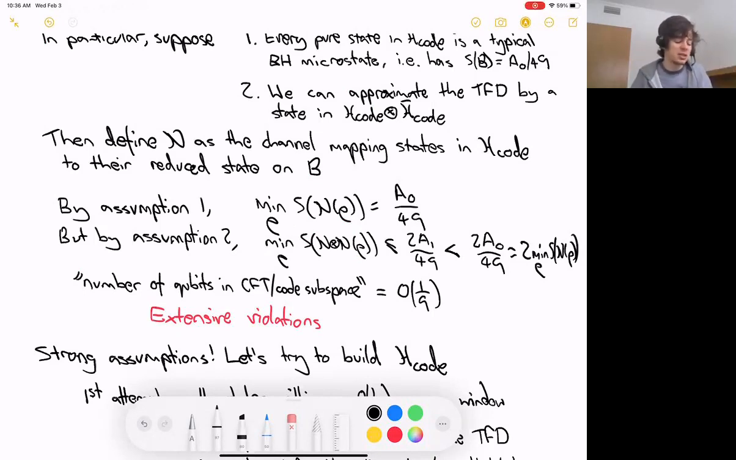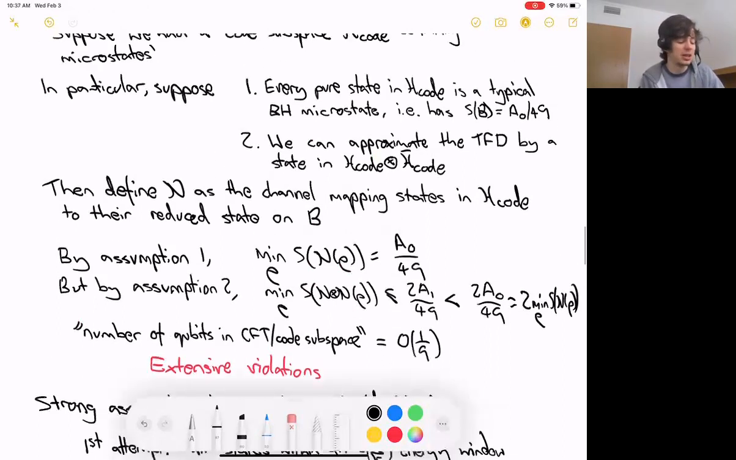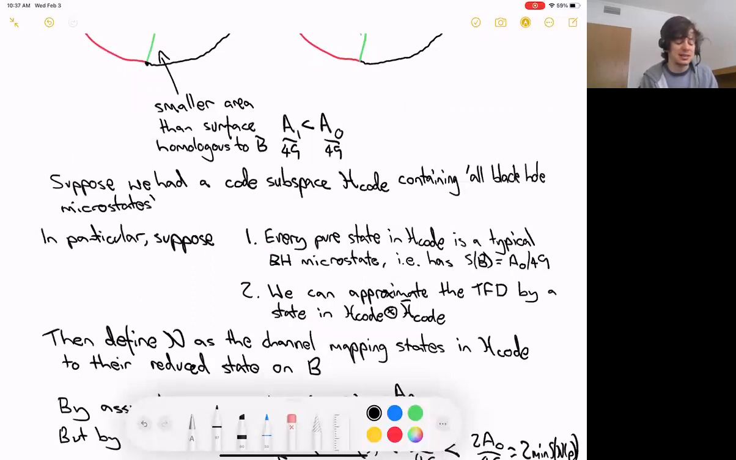So the number of qubits describing the CFT is order 1 over G. This violation actually grows extensively with the size of the input channel as we take the limit of a sequence of CFTs that have weaker and weaker coupled gravity duals. Okay, so that would give us this extensive violation. We would have proved that property 1 is true, at least at a quantum gravity level of rigor. You might worry about things like regularizing the CFT and stuff, but it's pretty clear that those shouldn't be problems. What should be a problem is whether there actually exists this code subspace H code that has these two properties.